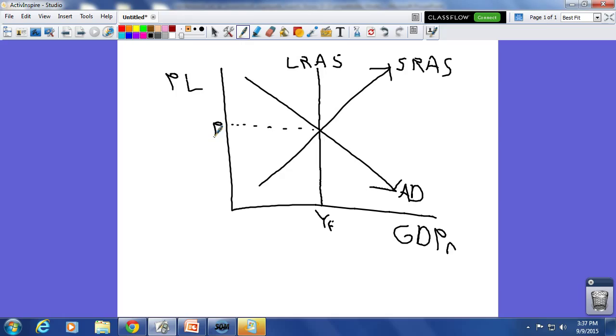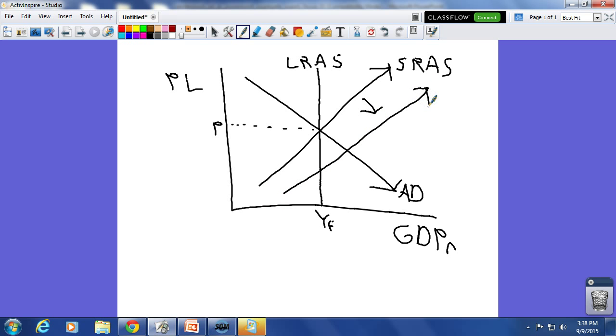Okay, now there is a decrease in input costs. If there's a decrease in input costs, that means that suppliers are going to make more profit, so they're actually going to have an incentive to supply more, which means the short run aggregate supply is going to increase, which means it's going to shift to the right. So we're going to go ahead and shift the short run aggregate supply curve to the right.